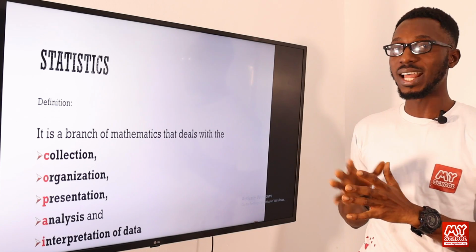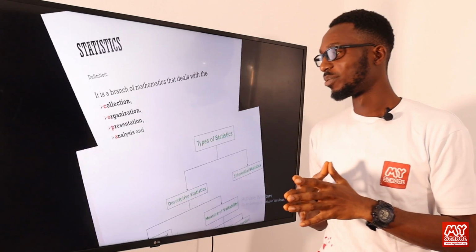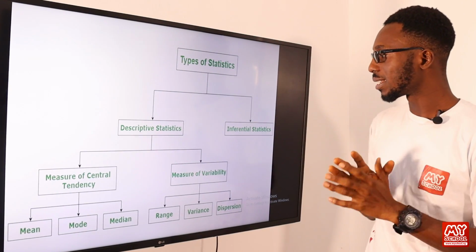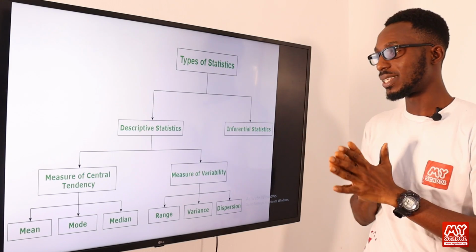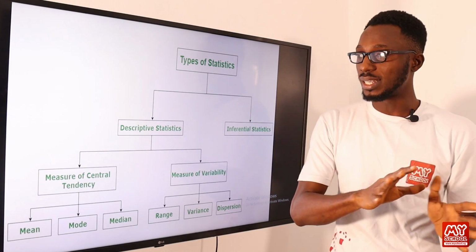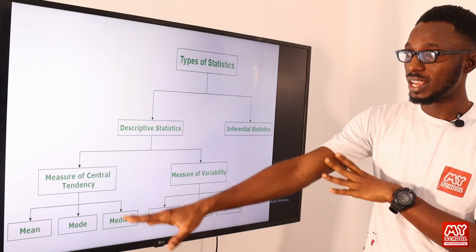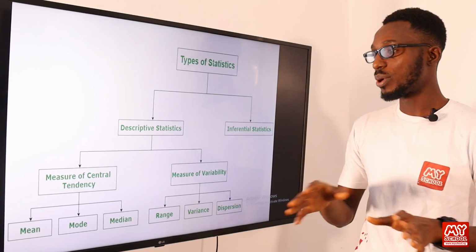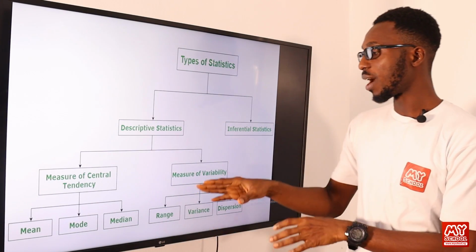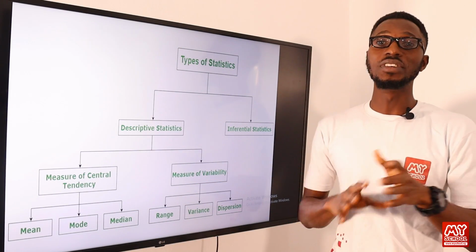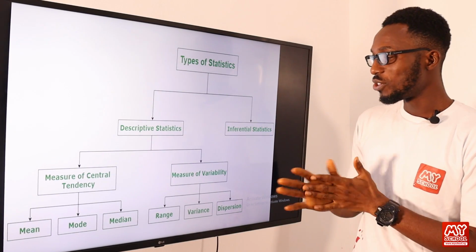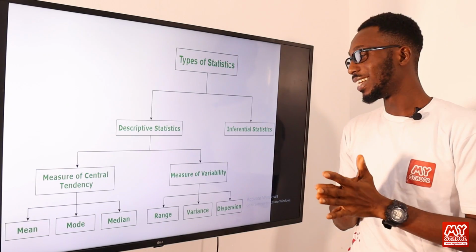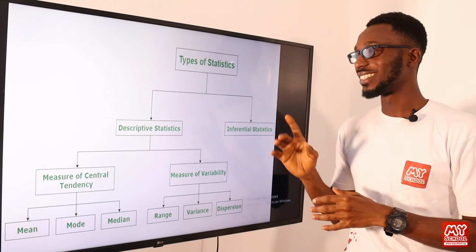So go ahead to the next slide. What are the types of statistics? We have the descriptive statistics and the inferential statistics. Under the descriptive statistics, we have the measure of central tendency. Some call this measure of location. That's where you have your mean, median, and mode. Then we have measure of variability or measure of dispersion. Right there you have your range, your variance, your standard deviation, and the like. So let's move ahead to the next slide.